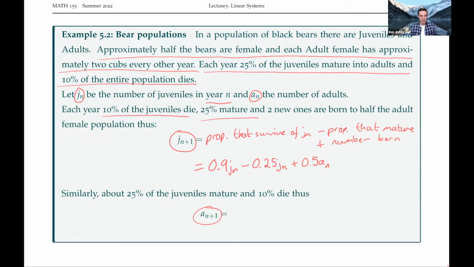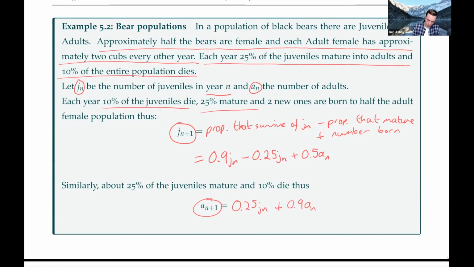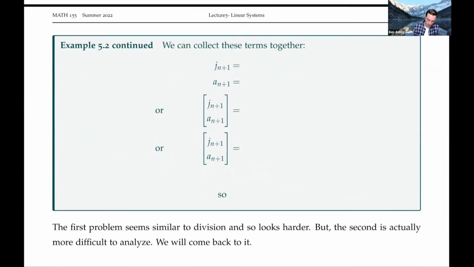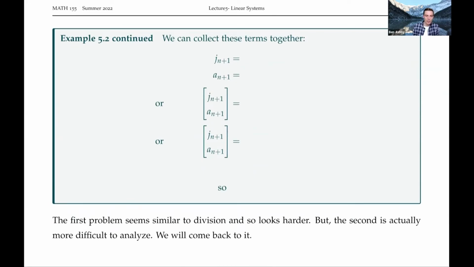We say about 25% of the juveniles mature and 10% of the adults die. Therefore, this equation is going to be 0.25 times JN. So those are the juveniles maturing, and 10% of the adults die, so approximately 90% survive. So 0.9 AN survive.